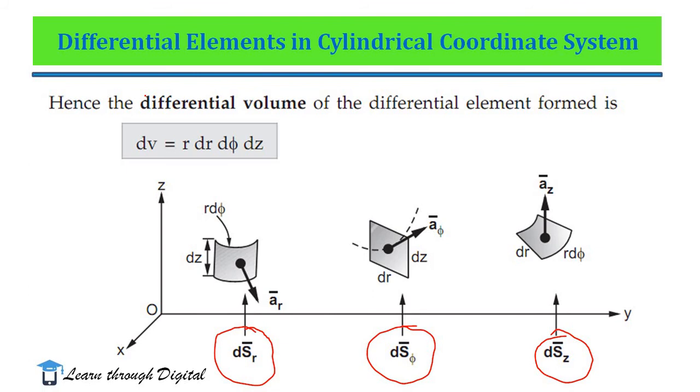The differential surface areas in three directions are illustrated in this figure, where this dS_r vector is the differential surface normal to r direction. Similarly, dS_phi is the differential surface normal to phi direction. This is dr dz. Similarly, the differential surface normal to z direction is a_z vector, dr or d phi.